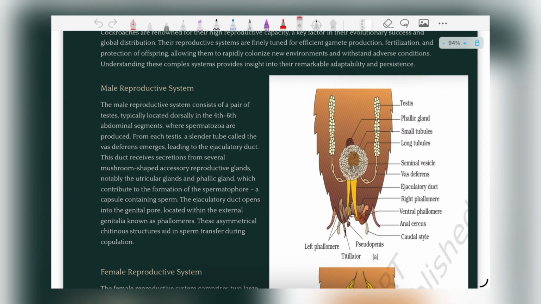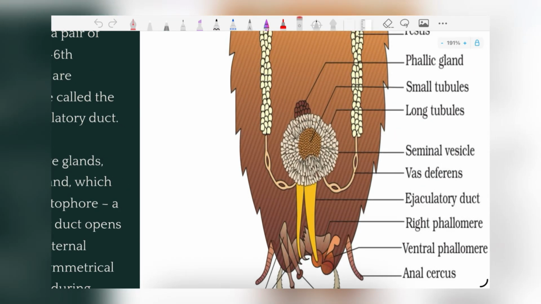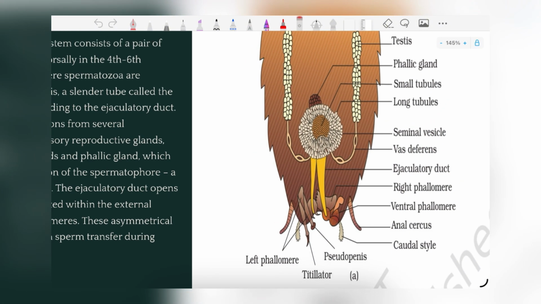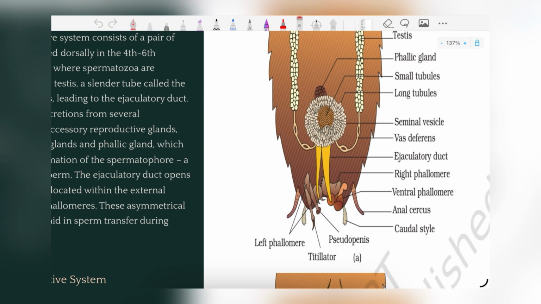This is the testis, these are the testes, this is the phallic gland. You will be knowing about their functions later on. These are the small tubules, this is the long tubules, this is the seminal vesicle, these are the seminal vesicles, this is the vas deferens, whose function is to transport the sperms. This is the ejaculatory duct.